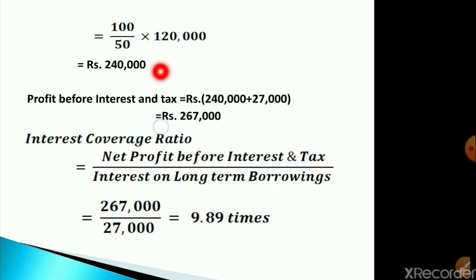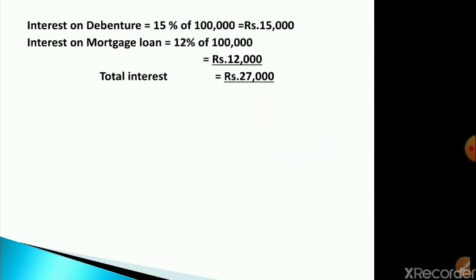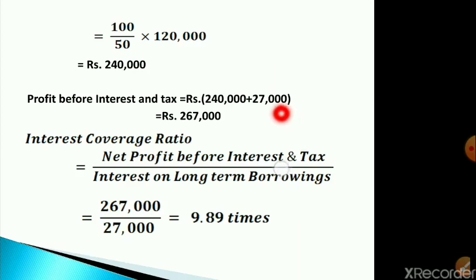Now we have to find the net profit before interest also, and 12% and 15% interest was mentioned for mortgage and debenture. So we'll do a working over here: interest on debenture 15% of rupees 1 lakh, which is rupees 15,000. Interest on mortgage loan 12% of rupees 1 lakh, which is rupees 12,000. So the total interest is 27,000. Now this 27,000 will be added to 2,40,000, which equals 2,67,000. This 2,67,000 is the profit before interest and tax.